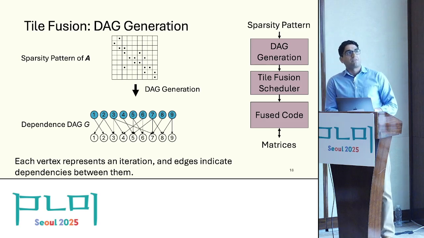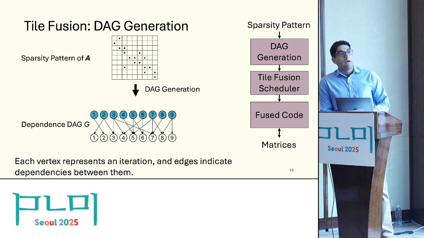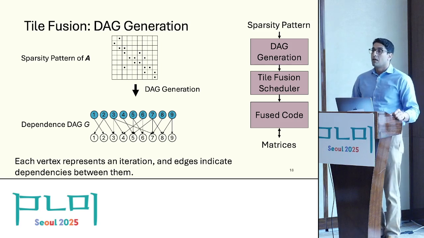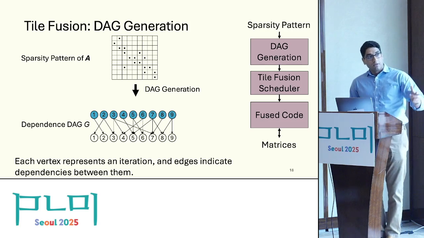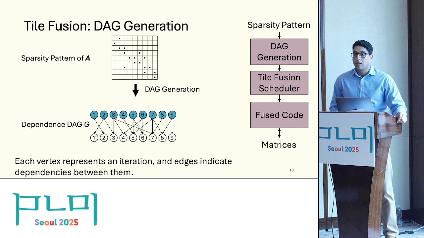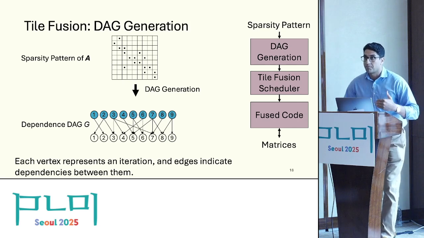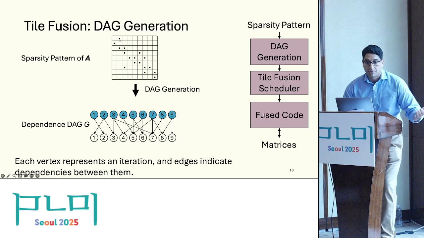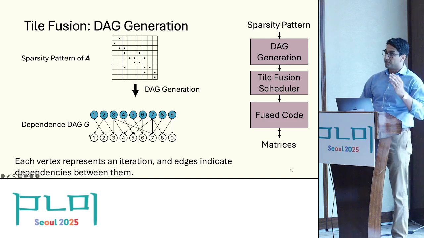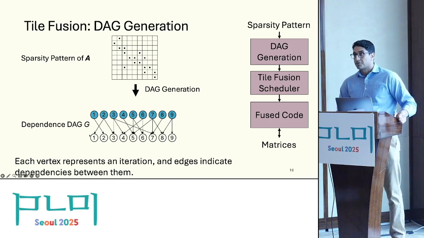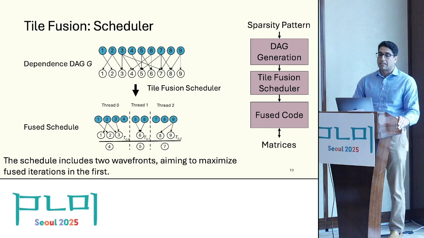The DAG generation phase takes the sparsity pattern of A, as shown here, and we run the code that is generated based on the code analysis. It gives us this graph where the blue vertices show an iteration of the first loop, and the white ones represent an iteration of the second loop, and edges represent the dependence. For example, here we have a non-zero in the first row, and that causes an edge dependence between iteration 2 of the first loop and the first iteration of the second loop.